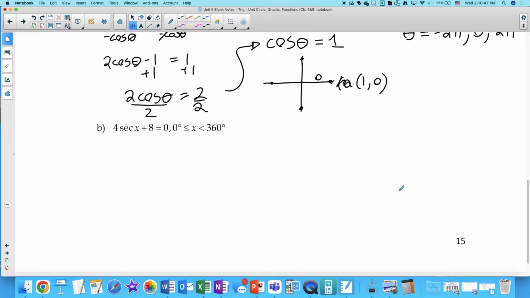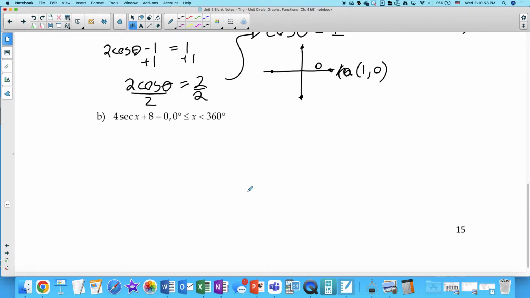We've got 4 secant x plus 8 equals 0, and here 0 is less than or equal to x less than or equal to 360 degrees. Okay, so where would you start here? Isolate secant x, yes. So I'm going to subtract 8 from both sides, and I will get 4 secant x equals negative 8. Okay, and then what would you do next? Divide by 4 rather. Right, so we get secant x equals negative 2. Okay, now what?